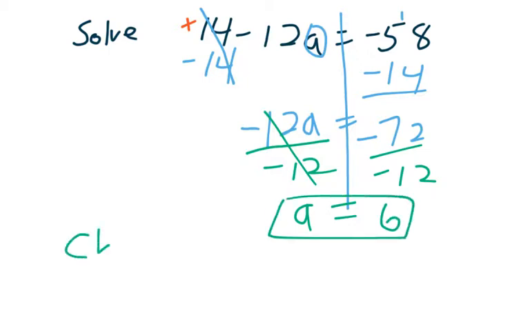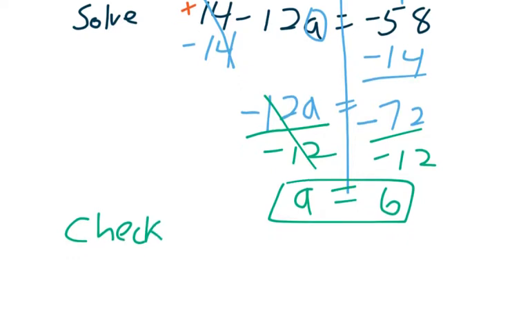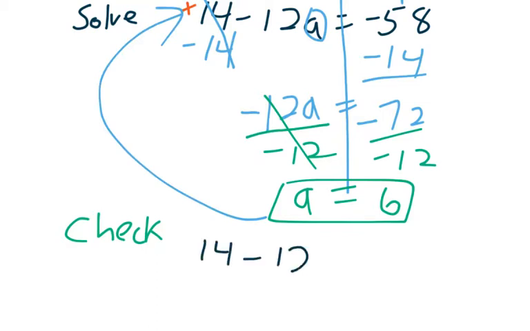Now let's go over the check step, because you can do this on any equation. If you have time, this is always a great thing to do. We can plug it back in to the very top. So for our check, we would write 14 minus 12, and instead of putting an a there, I would plug in a 6 in parentheses equals negative 58. I just want to make sure the left side equals the right side.